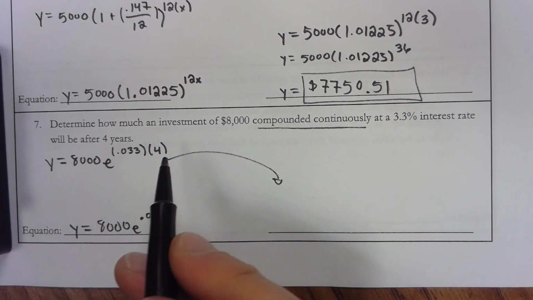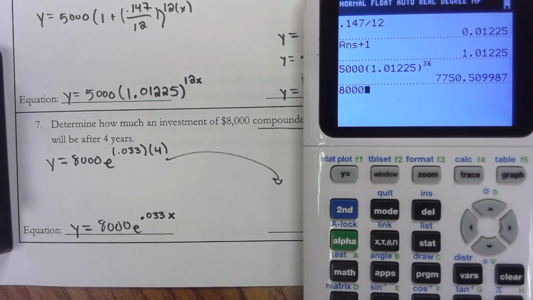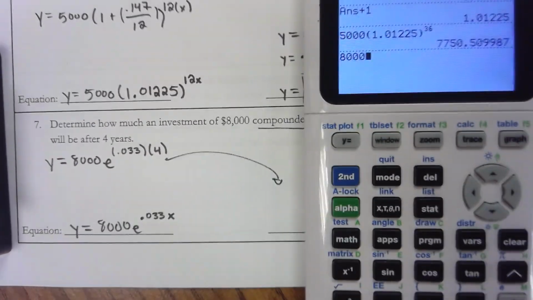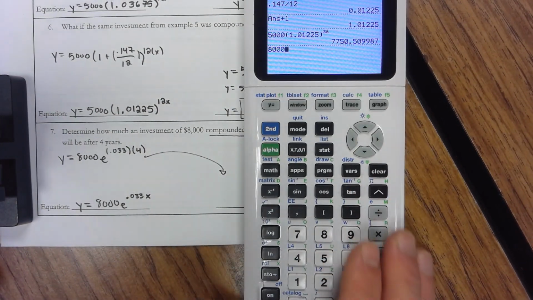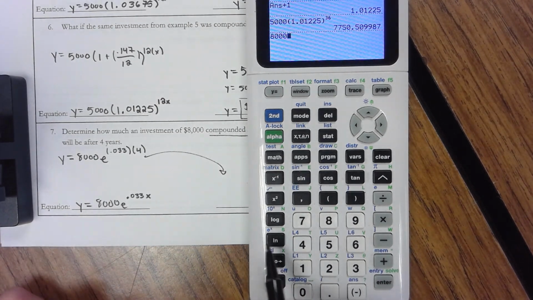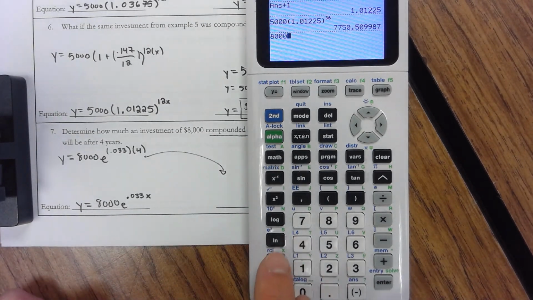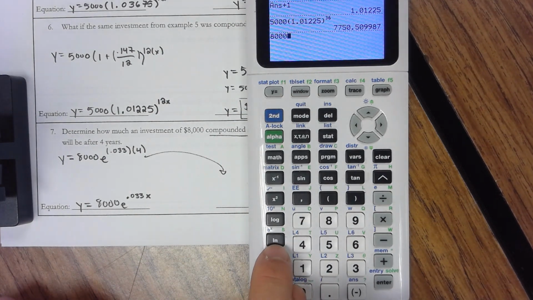All right, but we're trying to find how much in 4 years, so I'm going to take 8,000 and then the button e. This is why we have calculators. Everyone should be able to find the ln button on their calculator. That ln is what's called the natural log.